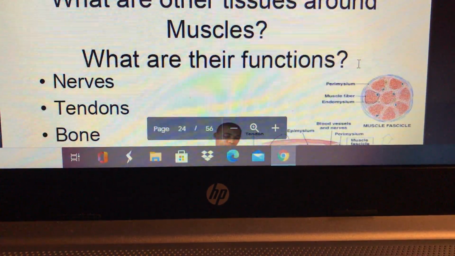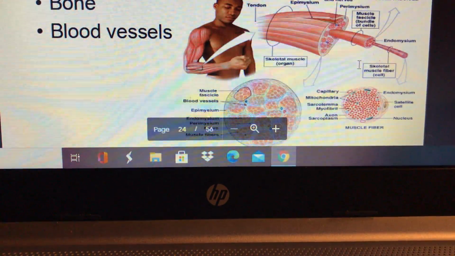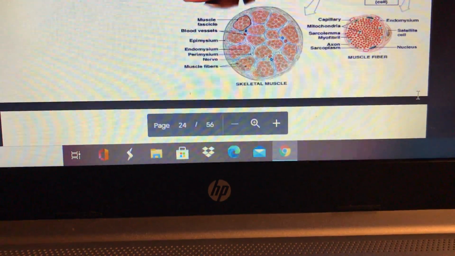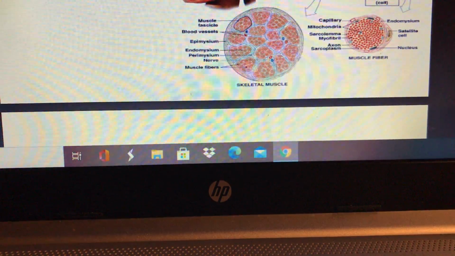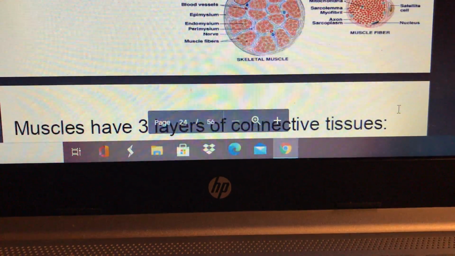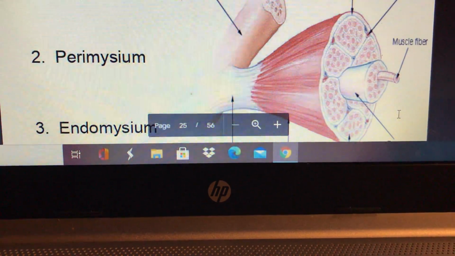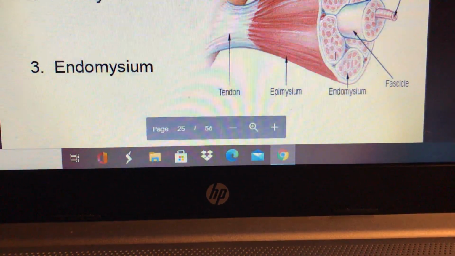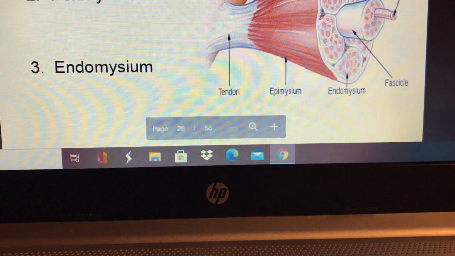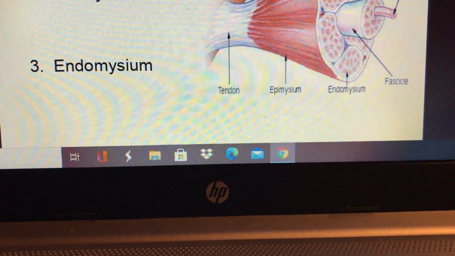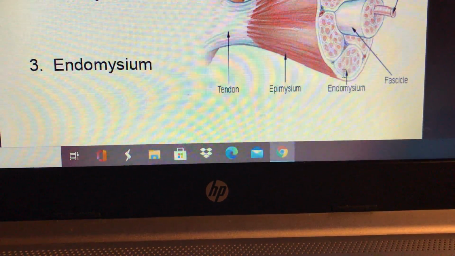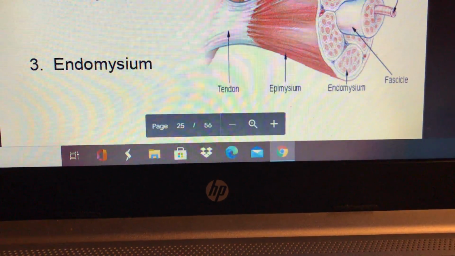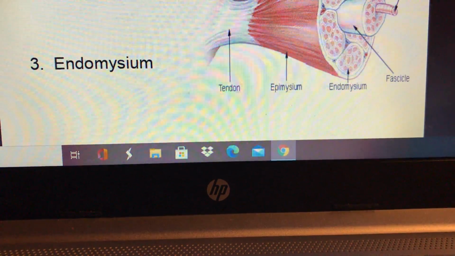What are other tissues around muscles and what are their functions? So there's nerves, there's tendons, there's bone, there's blood vessels. As you can see here, it's a skeletal muscle, muscle fiber. Muscles have 3 layers of connective tissue. There's epimysium, there's perimysium, and endomysium. Perimysium, peri means around. These are blood vessels. Endomysium, the fascicle, the muscle fiber. This is the epimysium. This is the tendon, this is the bone. This is the structure of a skeletal muscle.